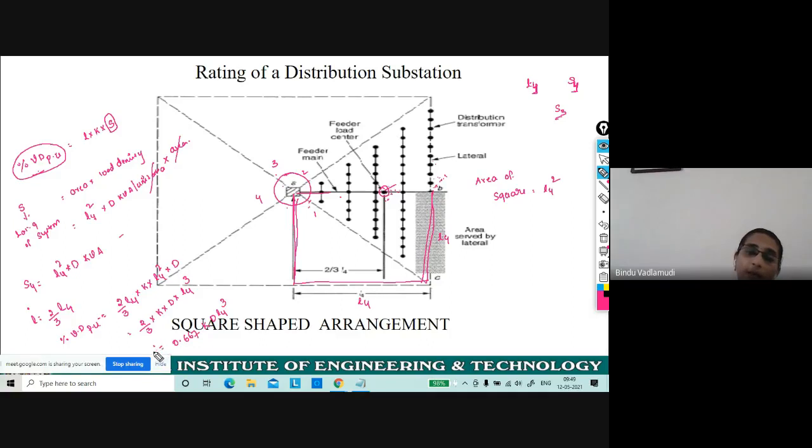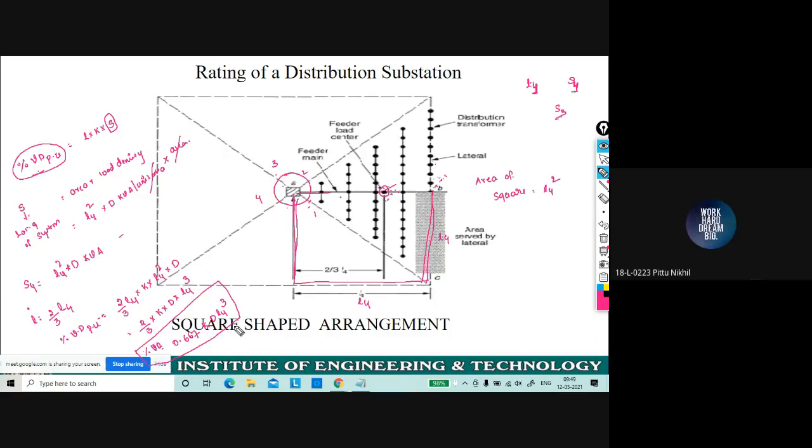This is the expression for the voltage drop when the feeder arrangement is in square fashion and the loading is uniformly distributed in increasing manner. Is it clear? Did you understand?